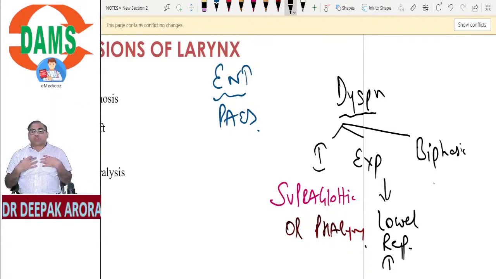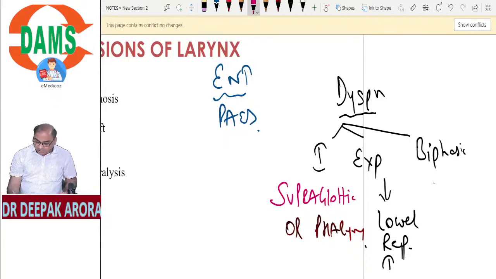Why? My lower respiratory tract, they collapse. I am having dyspnea. During which phase of respiration will they collapse more? They will collapse more during expiration. So what is the basic funda you should develop? Supraglottic, inspiratory; lower respiratory tract, expiratory. What is left in between?